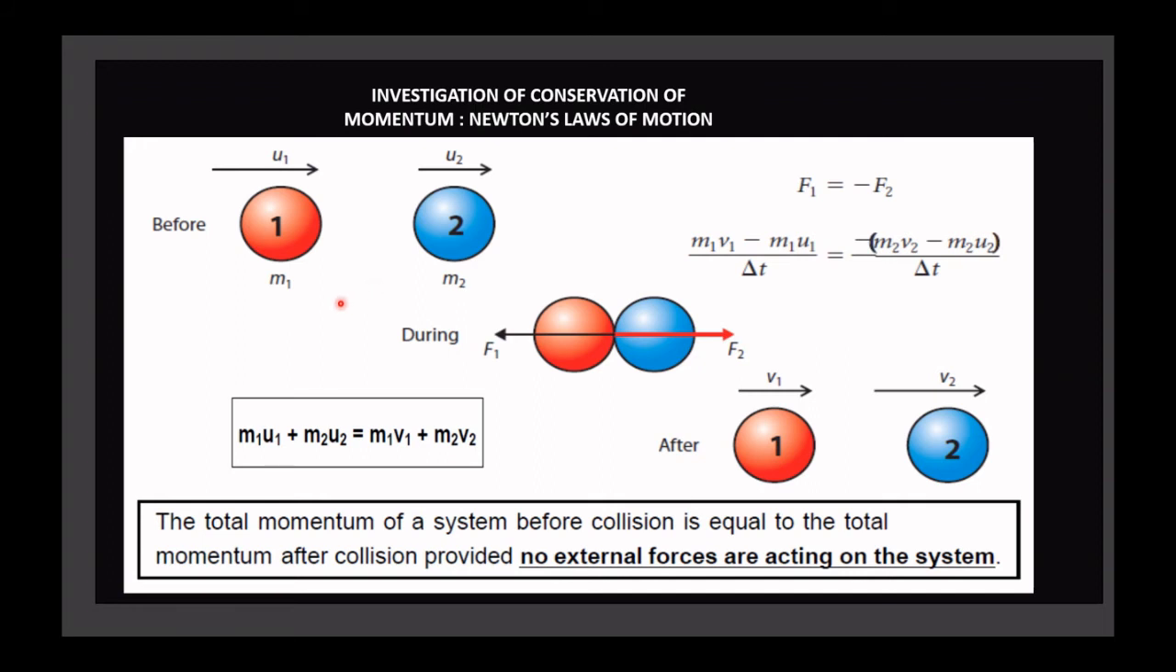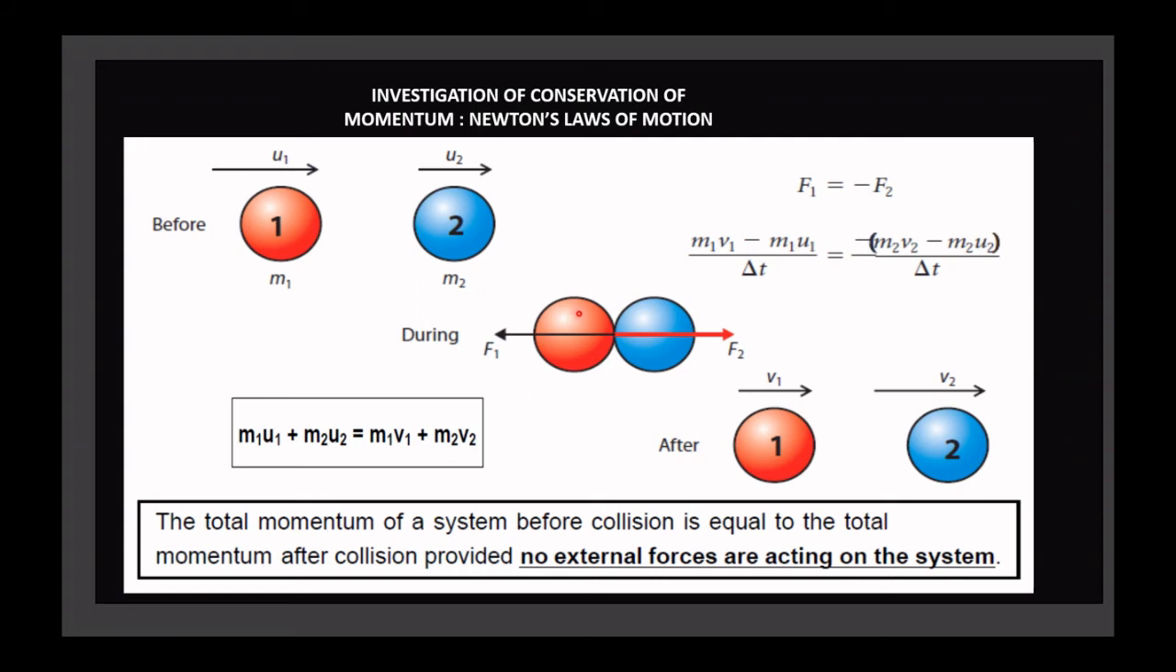In this situation, you can see there are two balls which are initially moving at u1, u2 respectively. They collide with each other, and after collision, they move off at two different velocities, v1 and v2 respectively. So what happens when they collide with each other? When they collide, the red ball exerts a force on the blue ball, and the blue ball also exerts a force on the red ball.